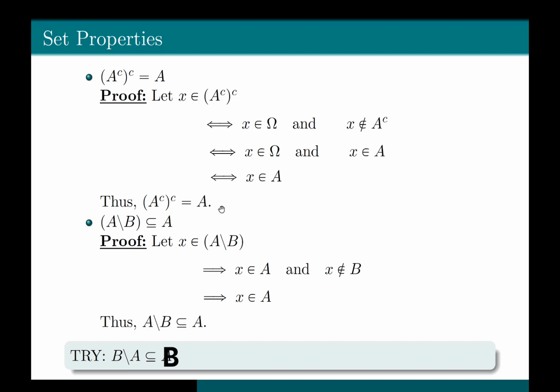Now, take an element x in A minus B. If you have x in A minus B, it would imply that x belongs to A and x does not belong to B, because the difference between A and B means that you will get rid of all the elements from A that are in B. So you only write all elements of A that are not in B. Now, if you have that condition, it means x belongs to A, and so A minus B is contained in A.